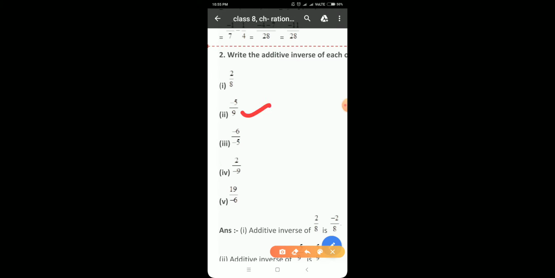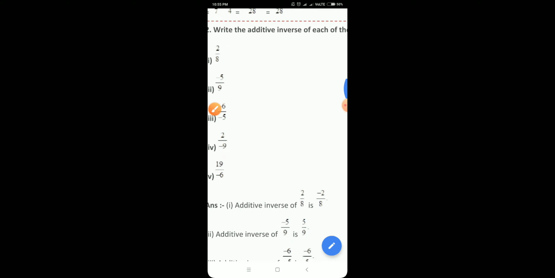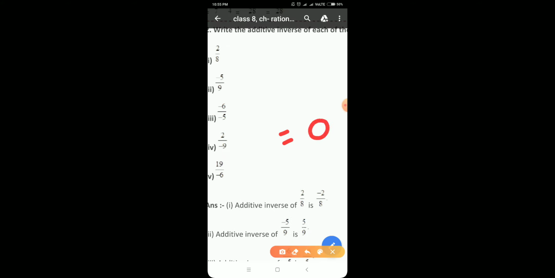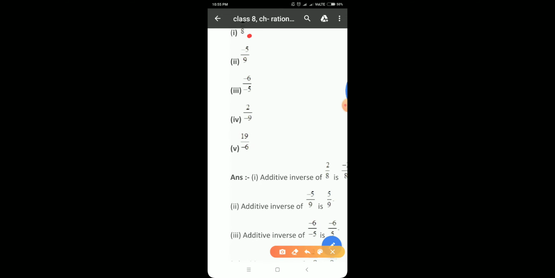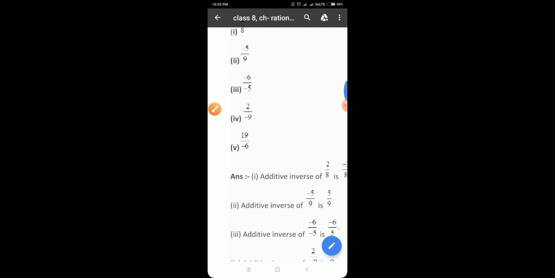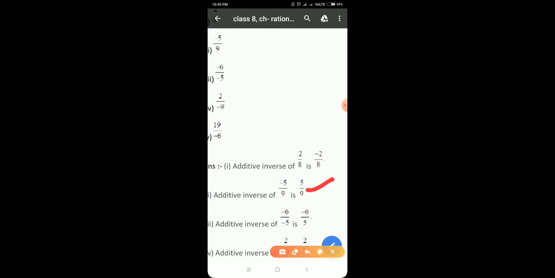In the second part, the term is minus 5 by 9. The method is, you want to find 0. So what is added to minus 5 by 9 so that you will get 0? You will add plus 5 by 9. So your additive inverse will be positive 5 by 9.